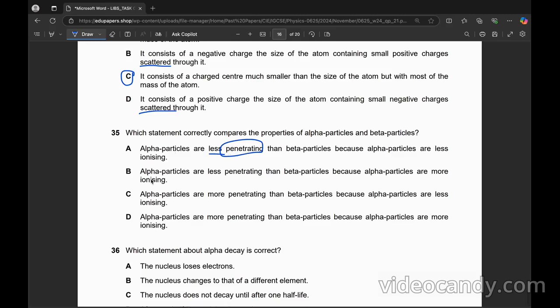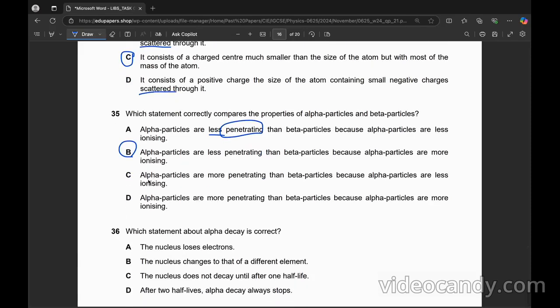B. Alpha particles are less penetrating than beta particles because the alpha particles are more ionizing. Now this is true. You can see that this is the opposite of A, so it could be true if A is wrong. Let's look at C and D. Alpha particles are more penetrating now. They're less. So yeah, both are wrong.